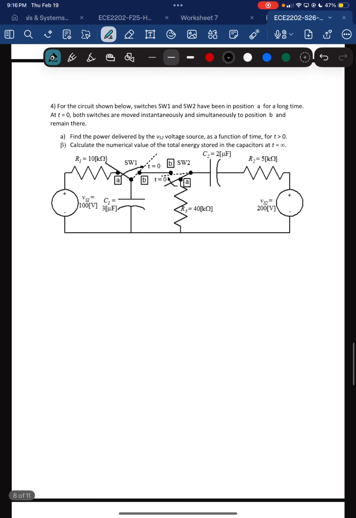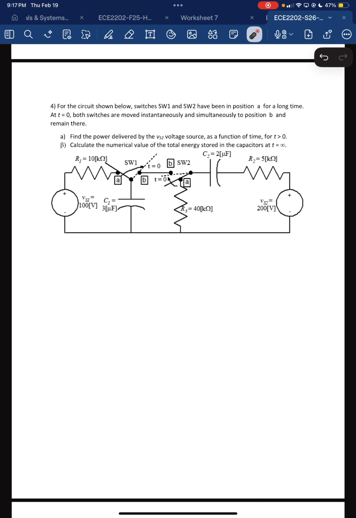So we're given a circuit with two switches and two capacitors. It tells us that switch 1 and 2 have both been in position A for a long time at t equals 0. And then at t equals 0, they're moved instantaneously to position B. So in other words, switch 1 is like this, switch 2 is like that.